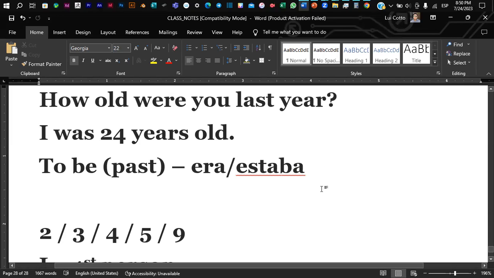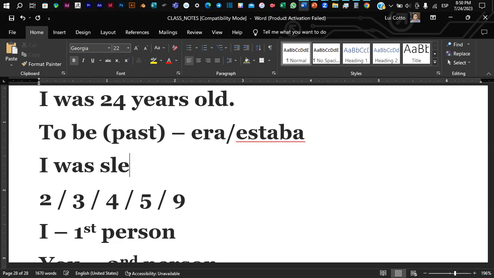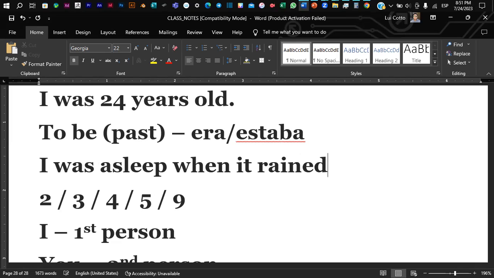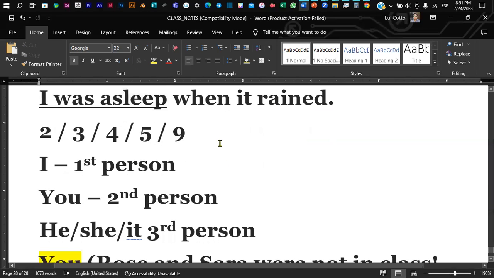Okay. Ed estaba dormido cuando llovió. In English? I was asleep. Yo estaba dormido. I was asleep. When it rained. Cuando llovió. Okay. Where is the verb to be in simple past? In this part. Aquí está. I was asleep. Correct. Ahí está.